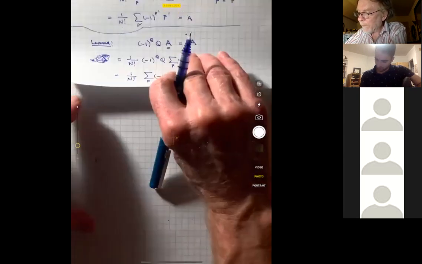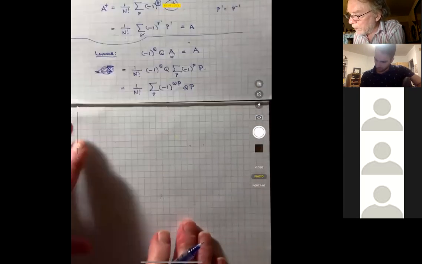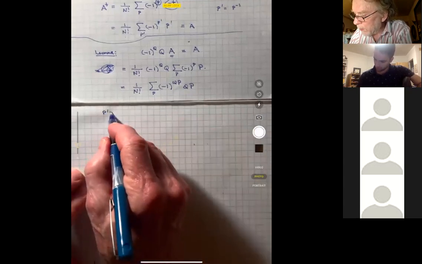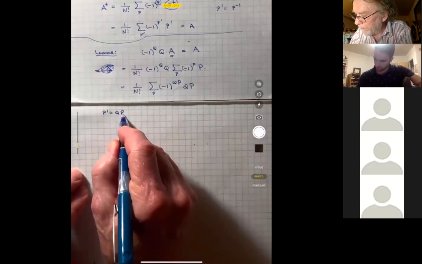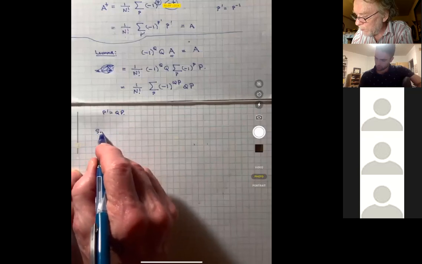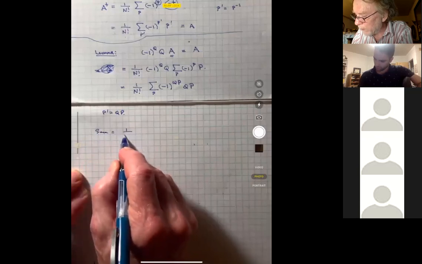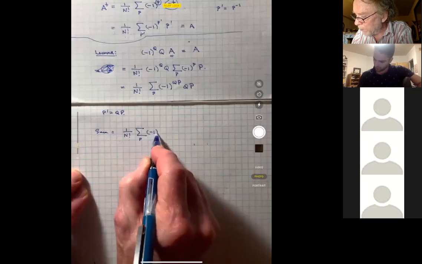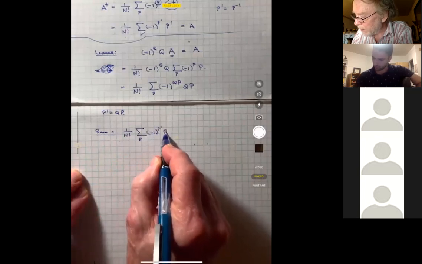All right. Now here I'm going to do a similar trick to the one I used before. Let's let P prime equal QP. So this sum then becomes equal to 1 over n factorial times the sum on P of minus 1 to the P prime times P prime.